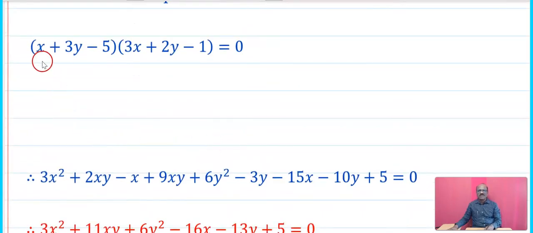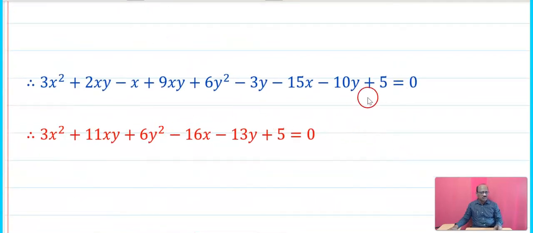Now the product. Here x into 3x is 3x², x into 2y is 2xy, x into −1 is −x, 3y into 3x is 9xy, 3y into 2y is 6y², 3y into −1 is −3y, −5 into 3x is −15x, −5 into 2y is −10y, −5 into −1 is +5, and that equals 0.